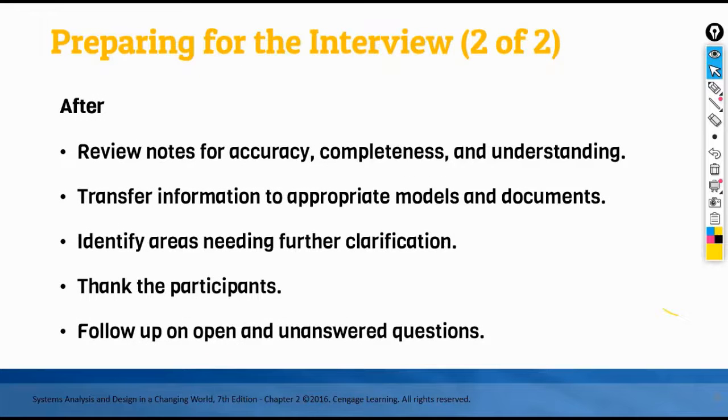Analysts often document the details of the interview by constructing models of the business processes. As you end the interview, you should review your notes for accuracy, completeness, and understanding. Then you transfer the information to models and documents, and identify areas needing further clarification. Of course, you should thank the participants, and then follow up on open and unanswered questions.